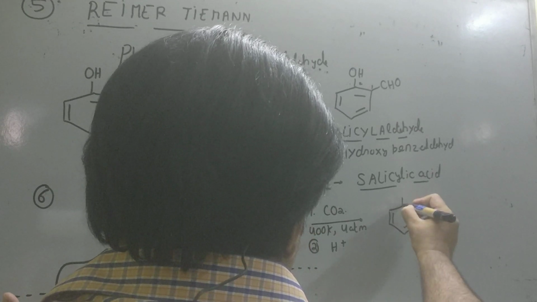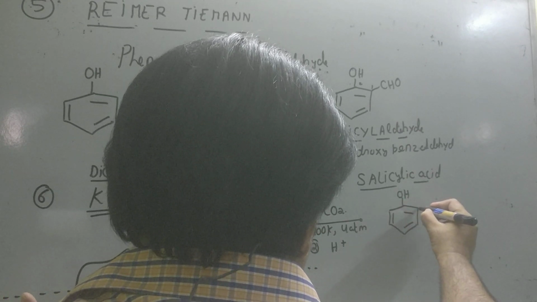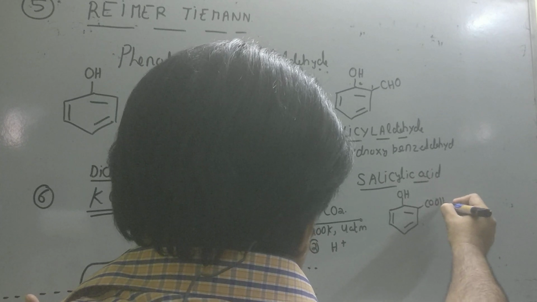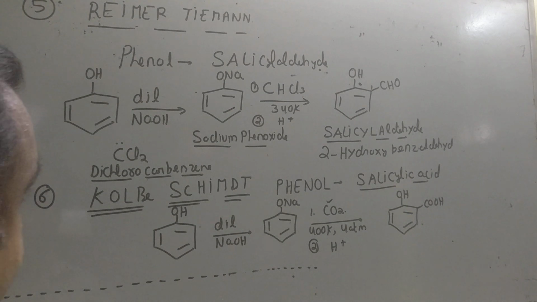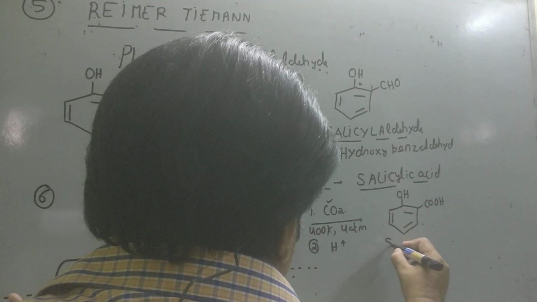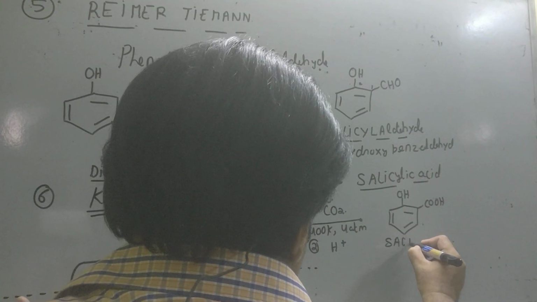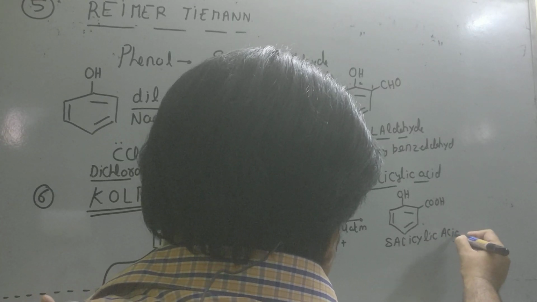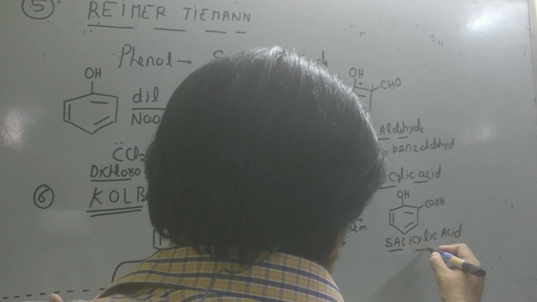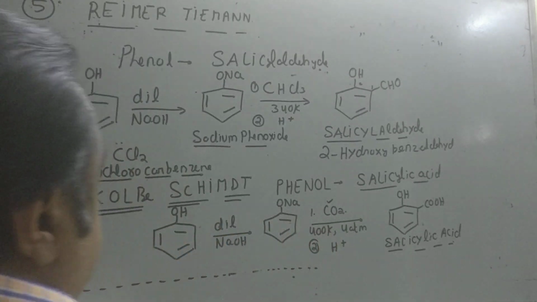And as I told you, this is again an electrophilic substitution reaction. The electrophile involved is carbon dioxide, attacking at the ortho position. This compound is called salicylic acid. Salicylic acid is used to make aspirin. But in Kolbe-Schmidt reaction, we are supposed to convert phenol into salicylic acid.